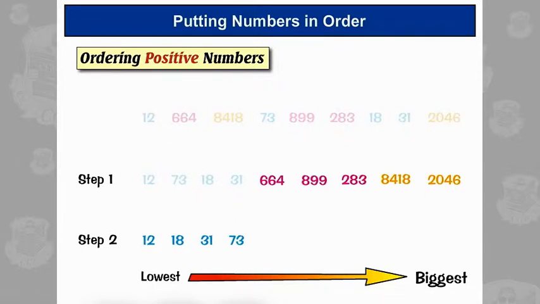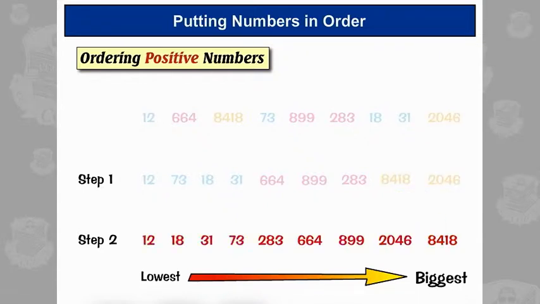Then for the 3-digit ones, we've got 283, that's the smallest one, then 664, and finally 899. So we just want to move those in the right order. And finally, the 4-digit ones, we've got 2046 and 8418. So they need to swap places, so they're the right way around. And there we go, our final answer. All the numbers are now in order from the lowest to the biggest.